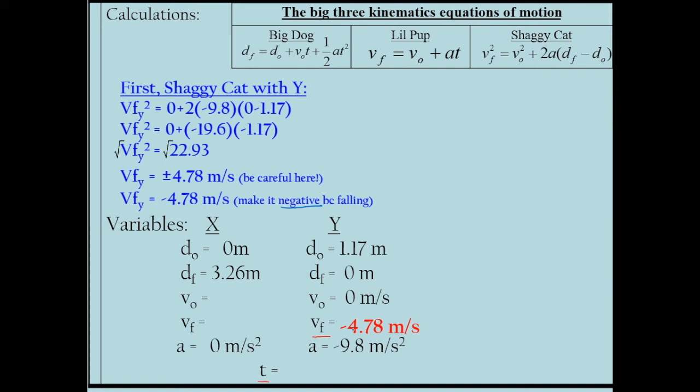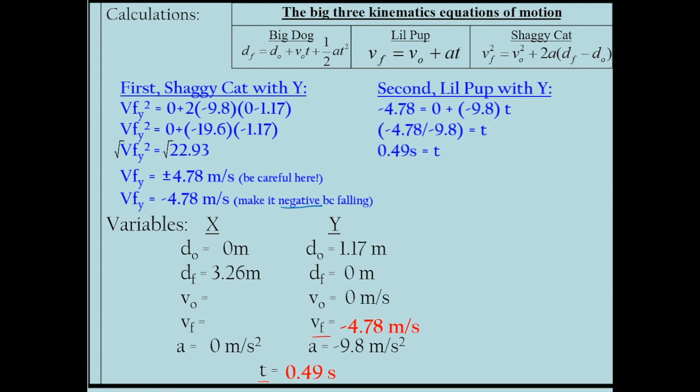Now that we have our final velocity, we can go ahead and solve for time. If we look at our equations up here, we're looking for an equation that's missing time. That means we have big dog and little pup, but we're going to take the easier route and go ahead and use little pup. Using little pup, we get VF equals VO plus AT. Plug in our numbers. We find out that negative 4.78 divided by negative 9.8 is equal to time, and our time should be 0.49 seconds. Remember, this time is the time in the x and the time in the y.